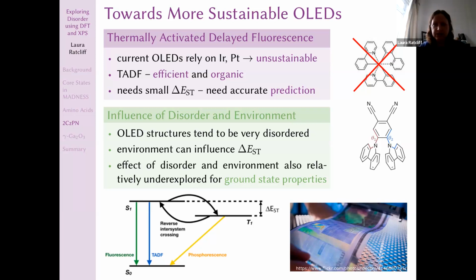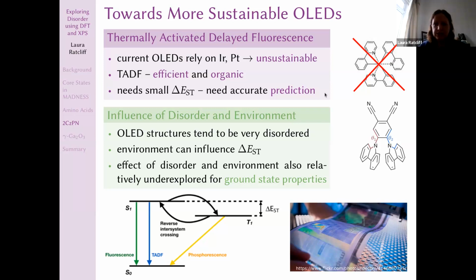Whereas it was relatively recently discovered that molecules based on this TADF process can be both efficient and organic. And what does this TADF actually involve? Basically, if we have a small enough singlet triplet splitting, we get reverse intersystem crossing between the triplet and the singlet level. And if this singlet triplet splitting is small enough, this can be thermally activated, and this enables us to get this delayed fluorescence. So this potentially results in a very efficient OLED device, and we can have purely organic emitters, so we avoid this problem of the heavy metals.